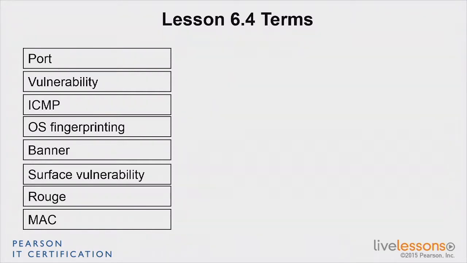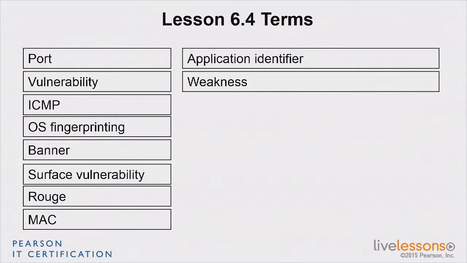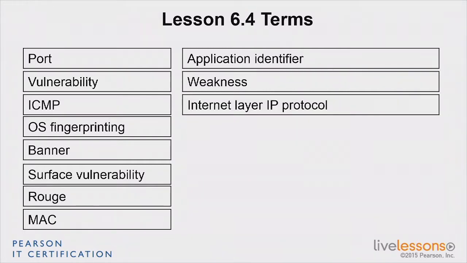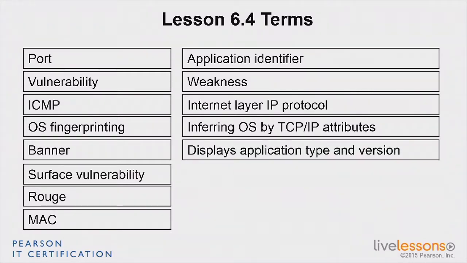All right, let's go through Lesson 6.4 terms. A port is an application identifier. Remember, we have our well-known ports, which is 1 to 1,023, but there's actually in excess of 65,000 ports available. A vulnerability is a weakness. ICMP is an internet layer IP protocol. OS fingerprinting is when we infer the operating system by TCP/IP attributes. A banner displays our application type and version.